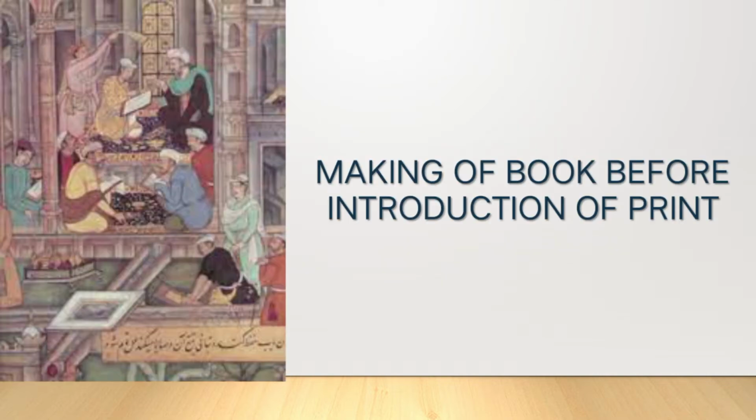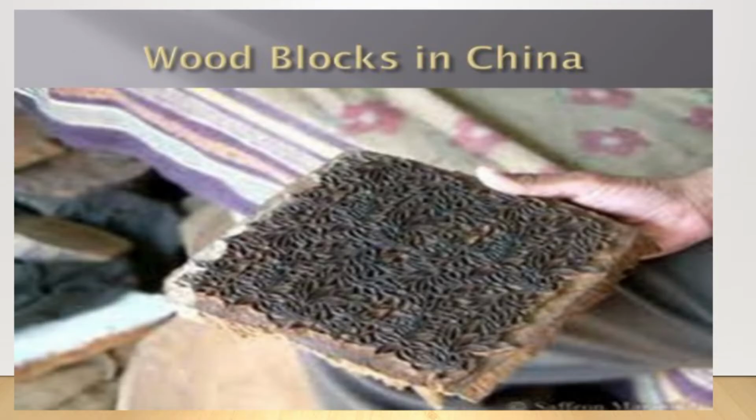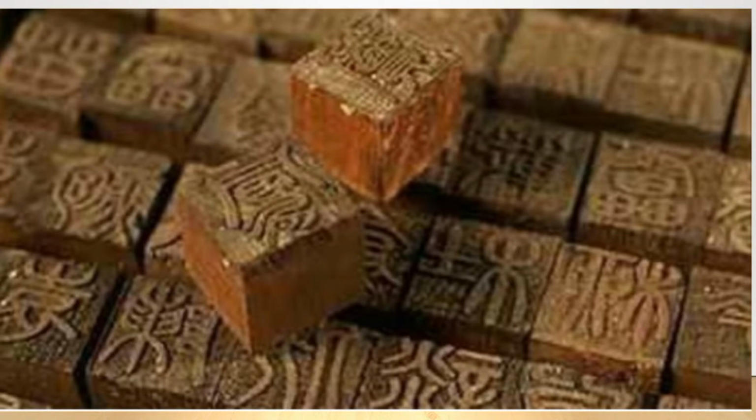The making of the book before the introduction of print was totally manual. It's a map which is showing the arrival of the print culture from East Asia to different parts. The wood blocks in China, where the script or the printed material was first inscribed on the wood and then the impressions taken. This is how the wood blocks were made.